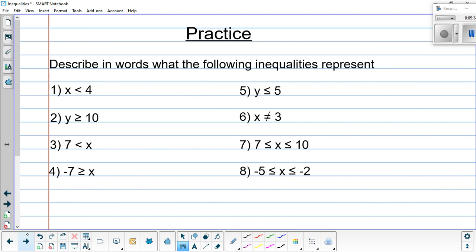Okay, so first one, we can say x is less than 4. And I'm actually going to write out the numbers as numbers just to save a little bit of time. Usually that's actually okay to do as well. So y is greater than or equal to 10.